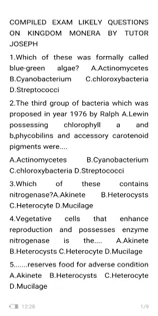Number 2 says, the third group of bacteria, which was proposed in year 1976 by Ralph A. Lewin, possessing chlorophyll A and B, phycobilins and accessory carotenoid pigment, were A. Actinomycetes, B. Cyanobacterium, C. Chlorobacteria, D. Streptococci. The answer is the chlorobacteria. The chlorobacteria possess the aforementioned characteristics mentioned in number 2.